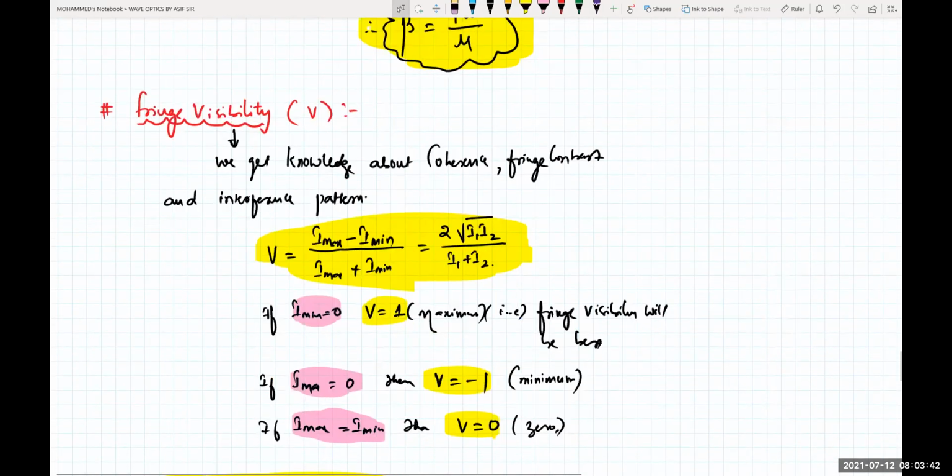And the fringe visibility direct formula you need to remember. Fringe visibility is nothing but the ratio of I max minus I minima divided by I max plus I minima. So if I write that formula and simplify it, we'll be getting this formula. This I'll derive while doing the numericals part.